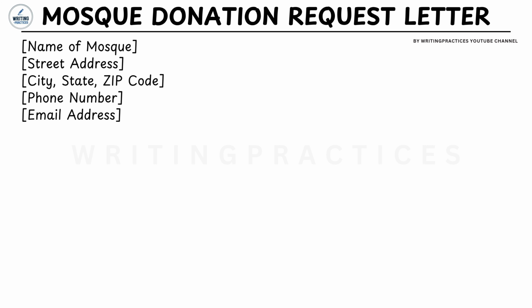Mosque information. Start by writing the mosque's contact information at the top of the letter. For example, Masjid Al-Hidayah, 125 Islamic Center Drive, Houston, Texas 77002, 713-555-4821, info@alhidayahmosque.org. This section identifies the organization requesting the donation and provides contact information for anyone who may wish to ask questions or verify the request. Accurate contact information helps build trust and credibility with potential donors.